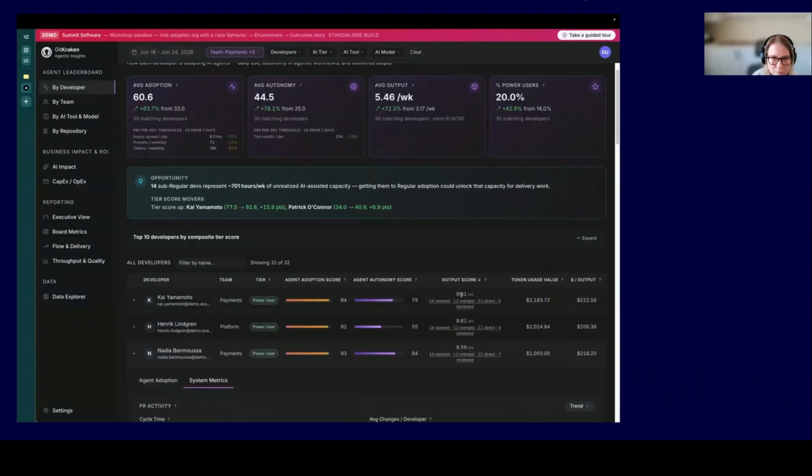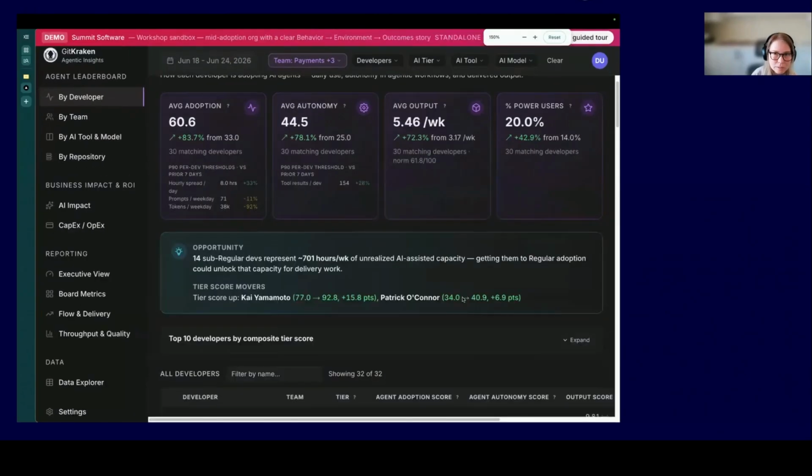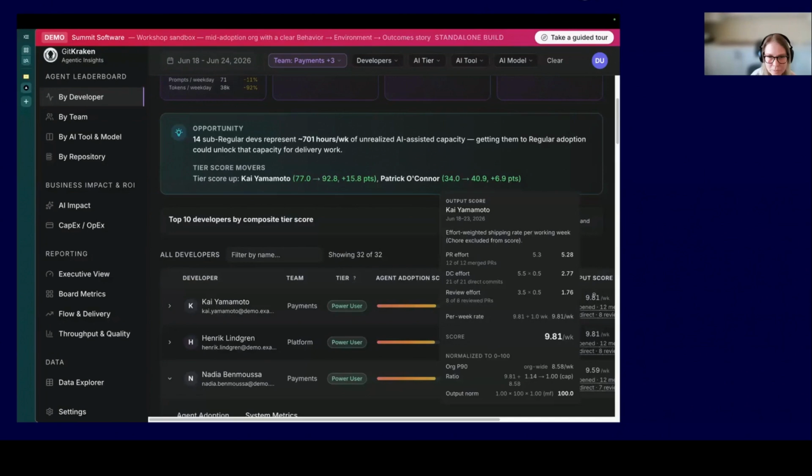Her output score. Yep. So here there'll be logic for how it's being exactly calculated, and it's always normalized at the week level. So if you're picking up a longer period of time, you can see how it is trending over a period of time.